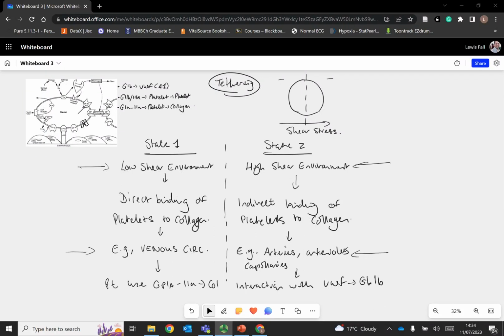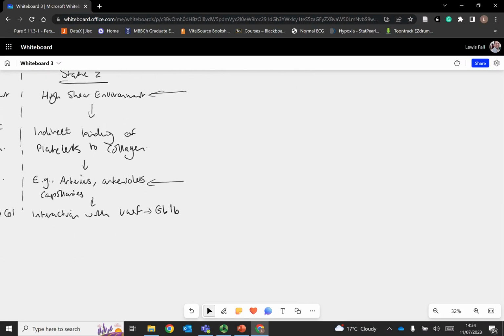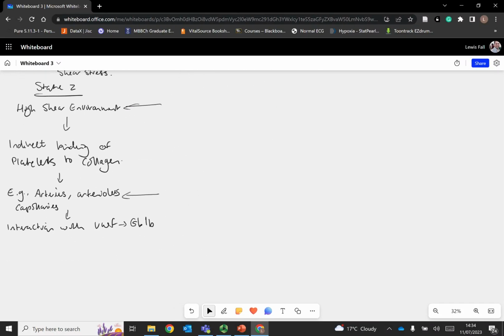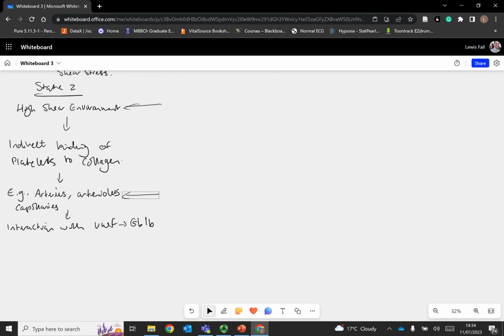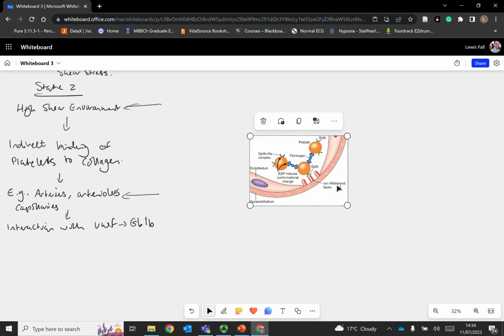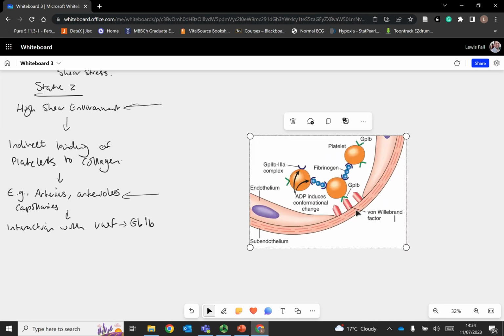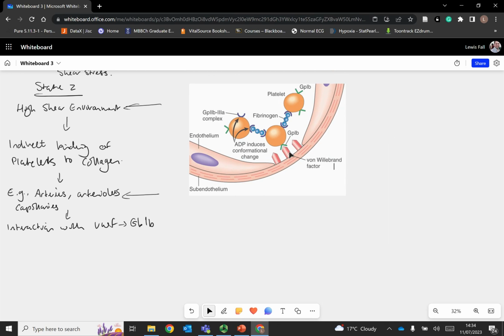So let's look at state 2 in a little bit more detail. So here, and then that's not the picture I want. This is the picture I want. Okay, so we're going to have a little look at this indirect binding. There's a couple of key concepts.